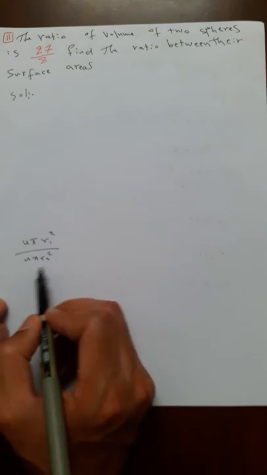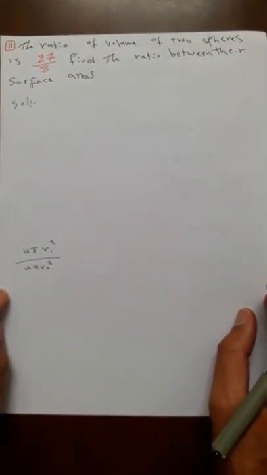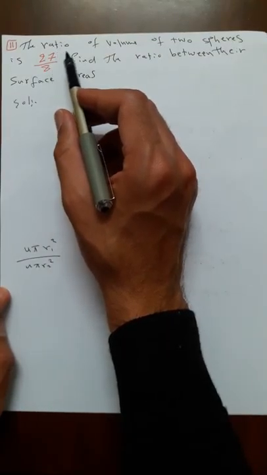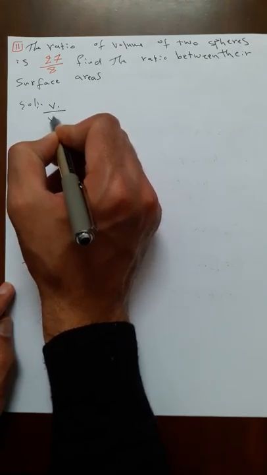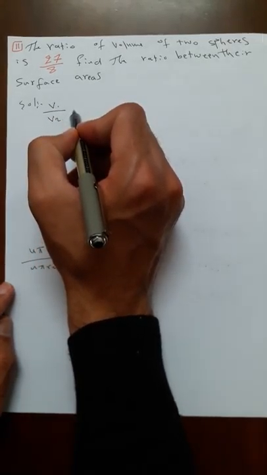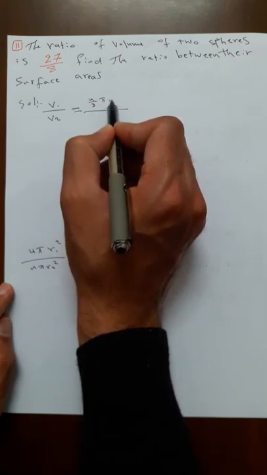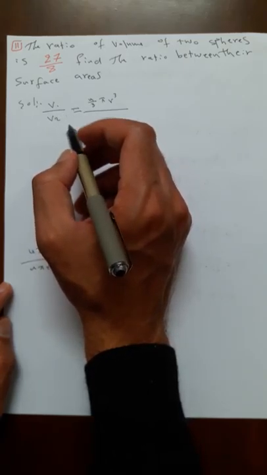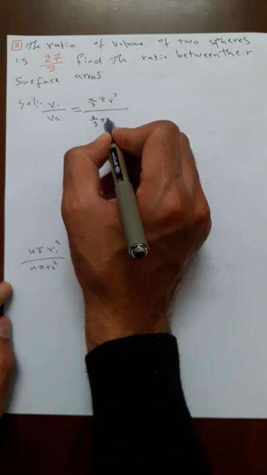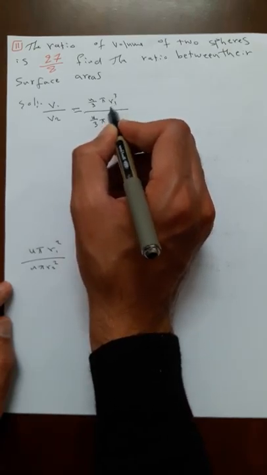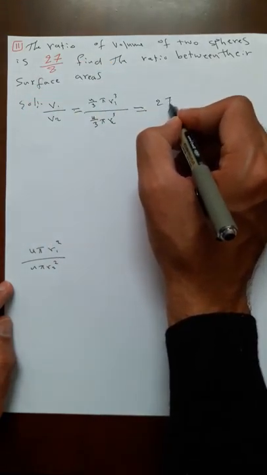To find the result of this fraction, I need R1 and R2. To find R1 and R2, I will use this ratio. This ratio represents the ratio of volume of two spheres. So V1 divided by V2 is equal to: the volume V1 of the first sphere is given by the rule 4 over 3 pi r1 with power 3, and V2, the volume of the second sphere, is given by the rule 4 over 3 pi r2 with power 3. And this ratio is equal to 27 divided by 8.